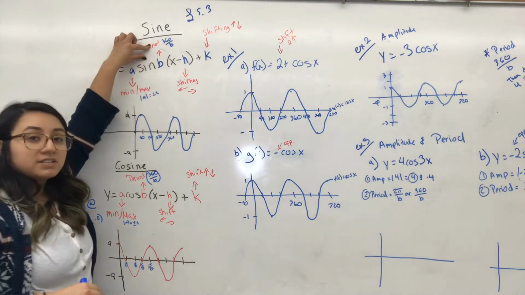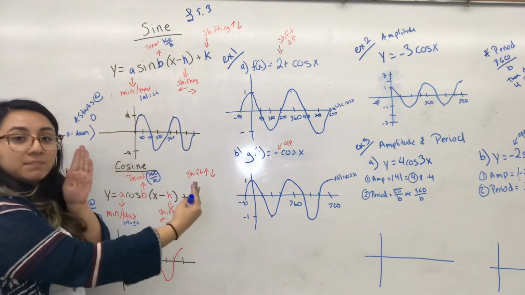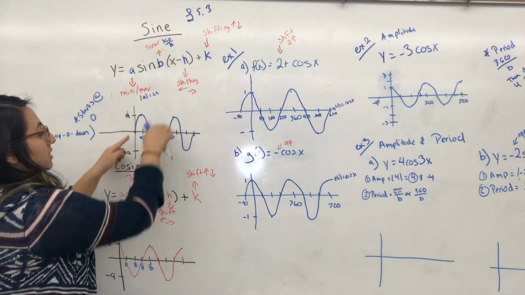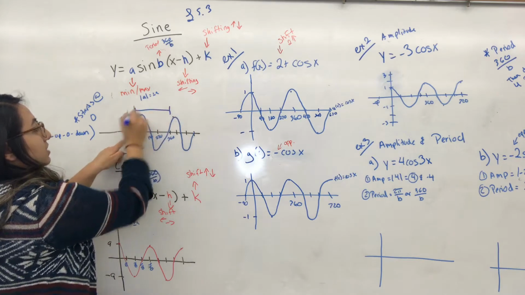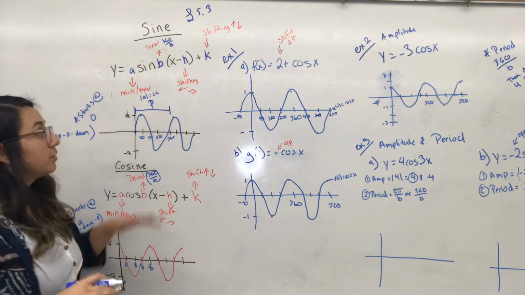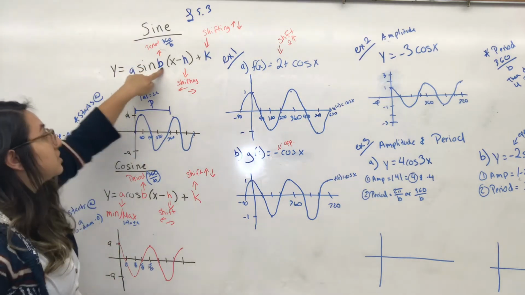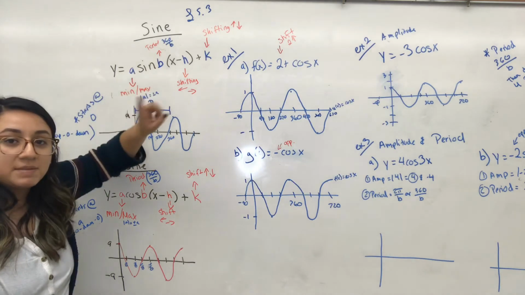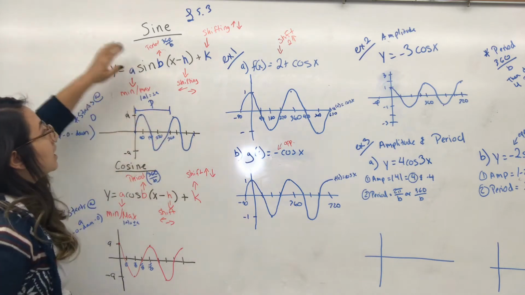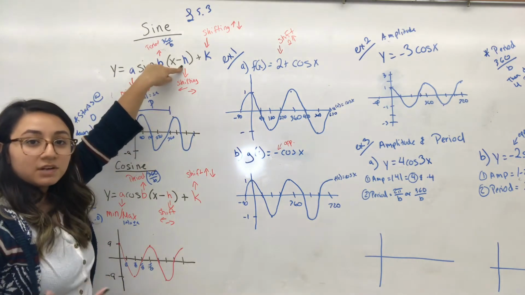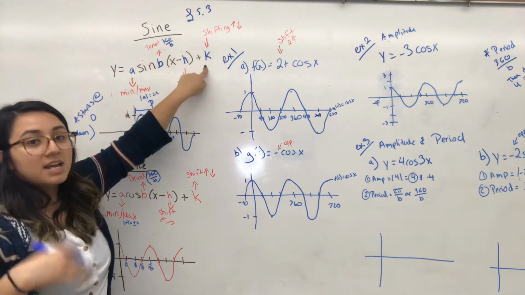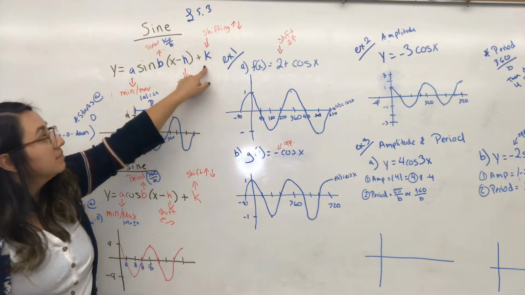B is considered your period. So a whole wave is 360 degrees or 2 pi radians. Here between this and this right here is the whole period. A lot of different graphs fluctuate depending on what the period is. If it's just sine of x, that means B is 1, that means it's a normal 2 pi or 360 degrees. And then x minus h, we remember this from the last lesson, shifting left or right, and then plus k, shifting up or down. Plus means up, negative means down.